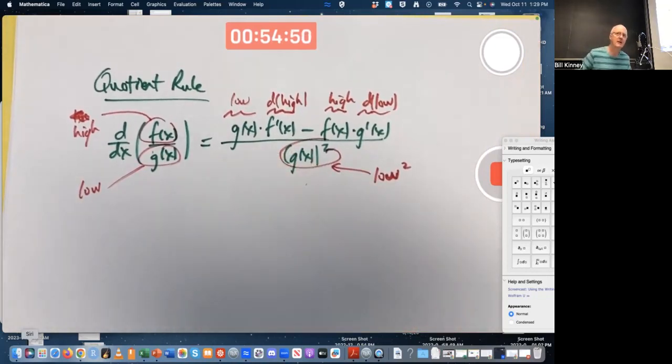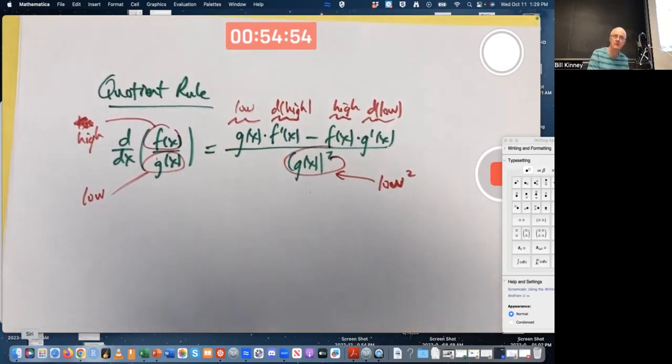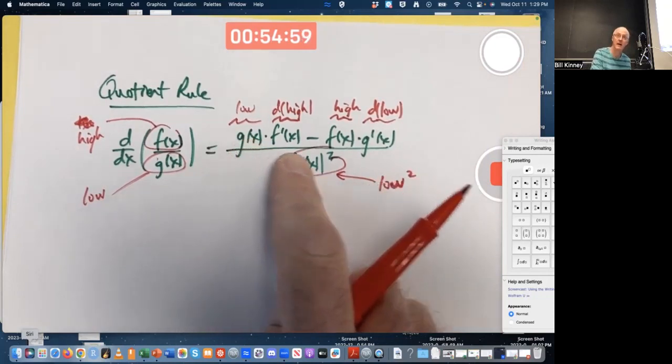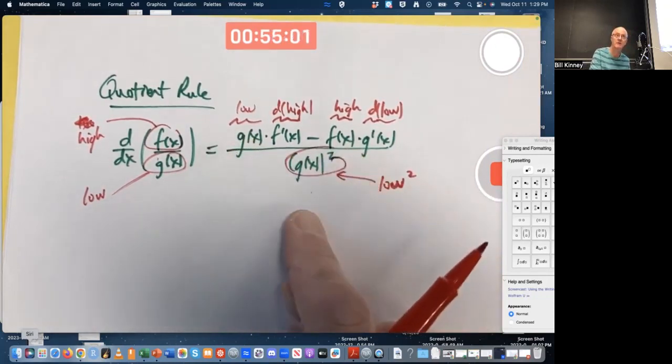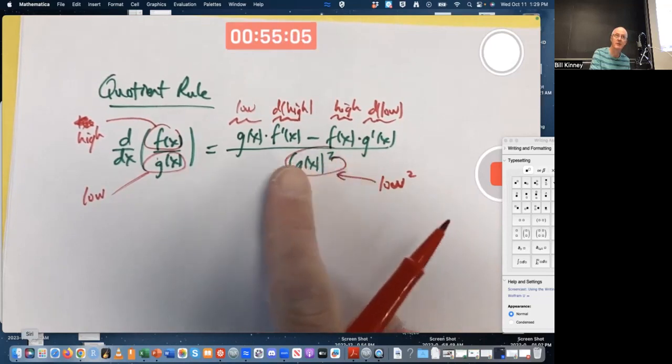Subtraction is not commutative. So you have to do it, the numerator, in this order. Always remember low first. Low d high minus high d low over the square of what's below. Common mistake is to get the numerator switched around.